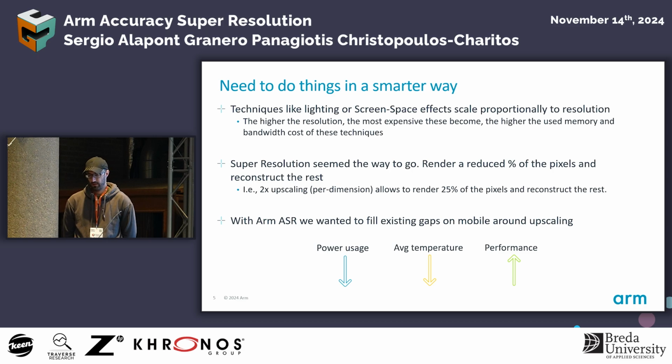The cost of many rendering workloads that happen in a frame scales proportionally to resolution, and as resolution increases, time and power also increase, and as a result, battery consumption. And this is where super resolution comes into the picture. Render a fraction of your pixels, and then somehow magically reconstruct the rest. Desktop and consoles already have solutions around this area, but on mobile, we feel that there is a gap.